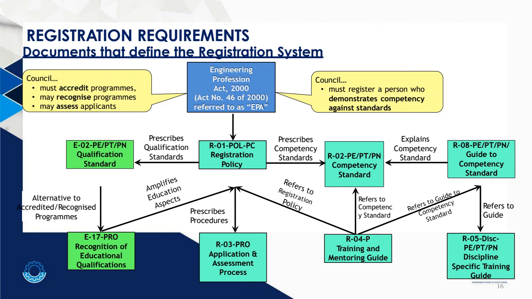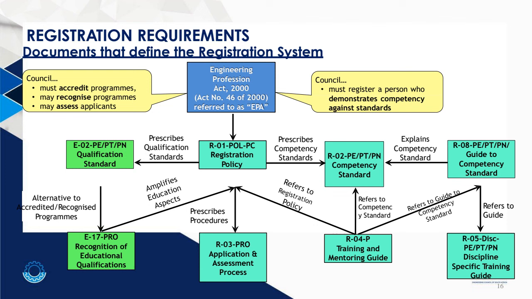Reading them in that context, if you go down here, you'll see R-04, which is a training and mentoring guide that I spoke about earlier. But this also refers to the competency standard. Inside the training that one will be undergoing under R-04, there's also R-05, which is discipline specific. For example, I'm from the civil engineering background. We've got transportation engineering as a broad spectrum. Inside transport, we've got traffic engineering, transportation planning, materials engineering, pavement engineering, and so on. That's where R-05 assists as well, adding over R-04.